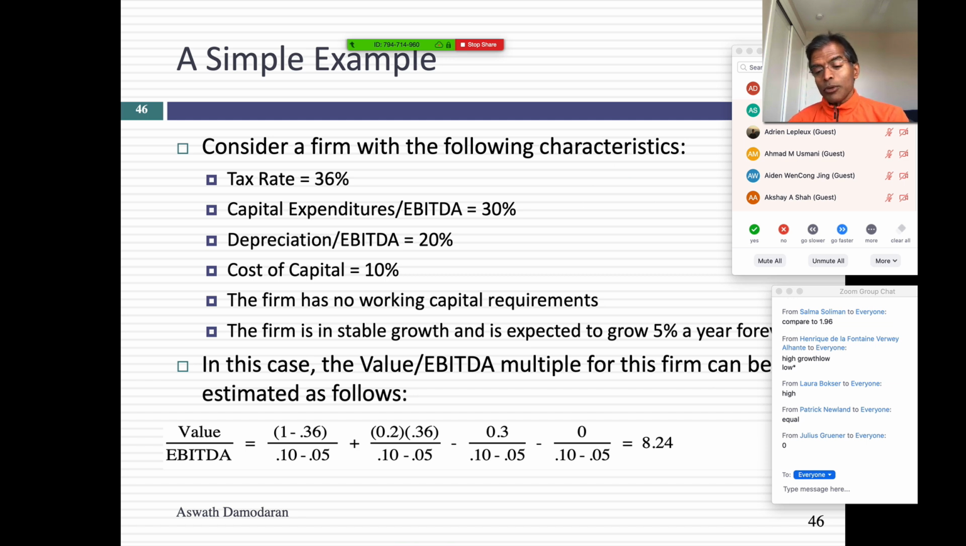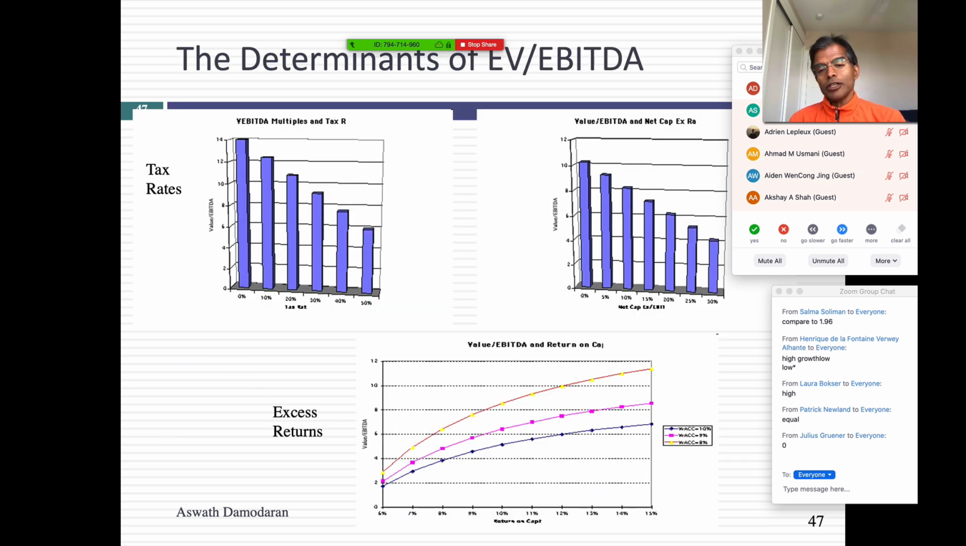Well, you're saying, what do you do with that? Well, I want to change variables and see what happens to EV to EBITDA. So here are the three what ifs I asked. Holding all else constant, what will happen to my EV to EBITDA if my tax rate changes? Remember, the 8.24 was with the 36% tax rate. This same company with a 0% tax rate would trade at 14 times EBITDA, not 8.24 times EBITDA. And with a 50% tax rate, it would trade at less than 6 times EBITDA. You're saying, who really cares?